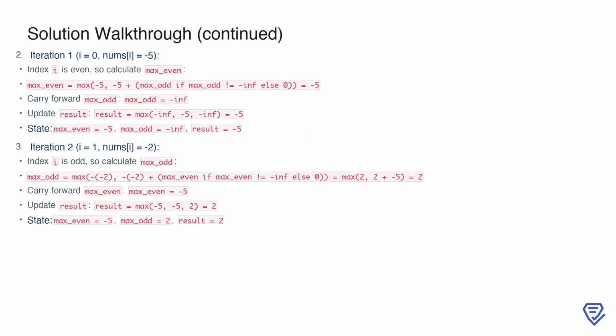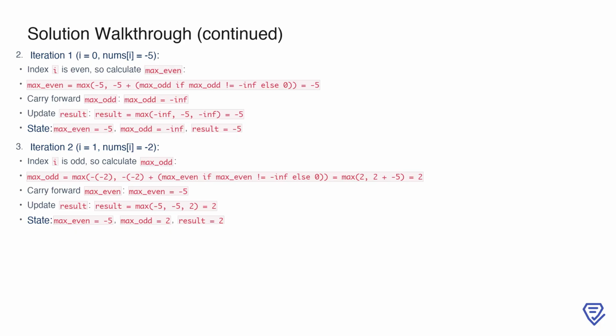Now, let's consider a second example where the array is nums equals [-5, -2, -3, 7]. As before, we start by initializing max_even, max_odd, and result to -infinity, and the length of the array is 4. In the first iteration, the element at index 0 is -5. Since the index is even, we calculate max_even as the maximum of -5 and -5 plus the previous max_odd value, which is -infinity. This simplifies to max_even equals -5.